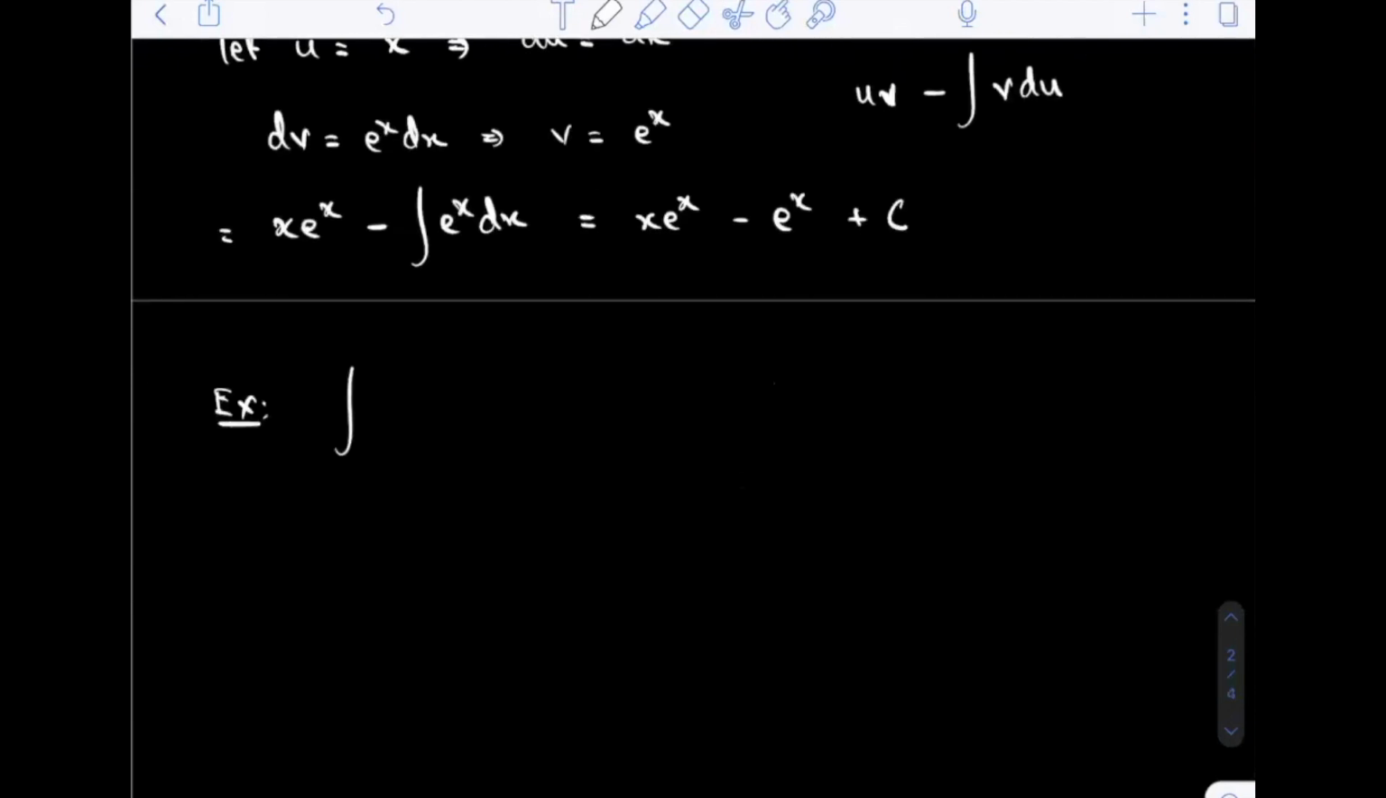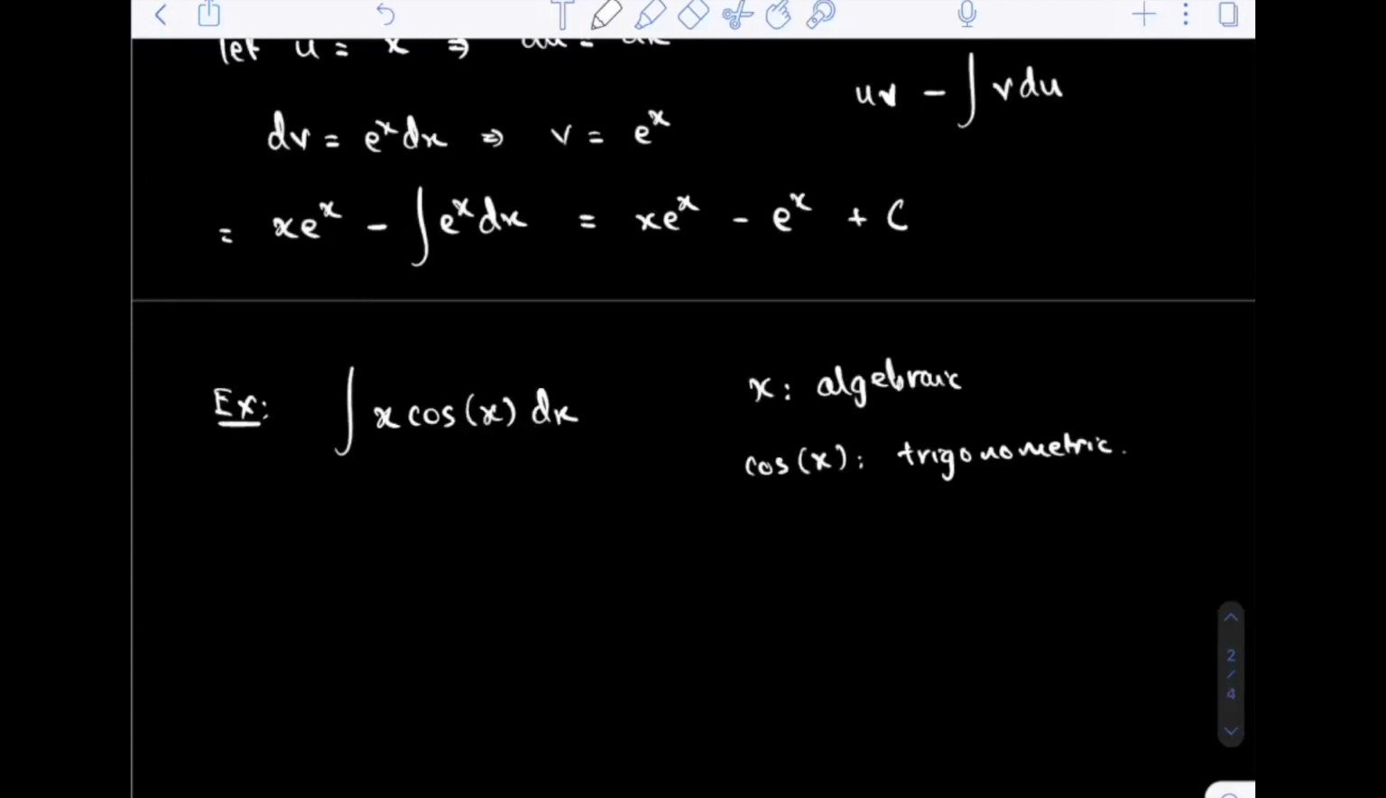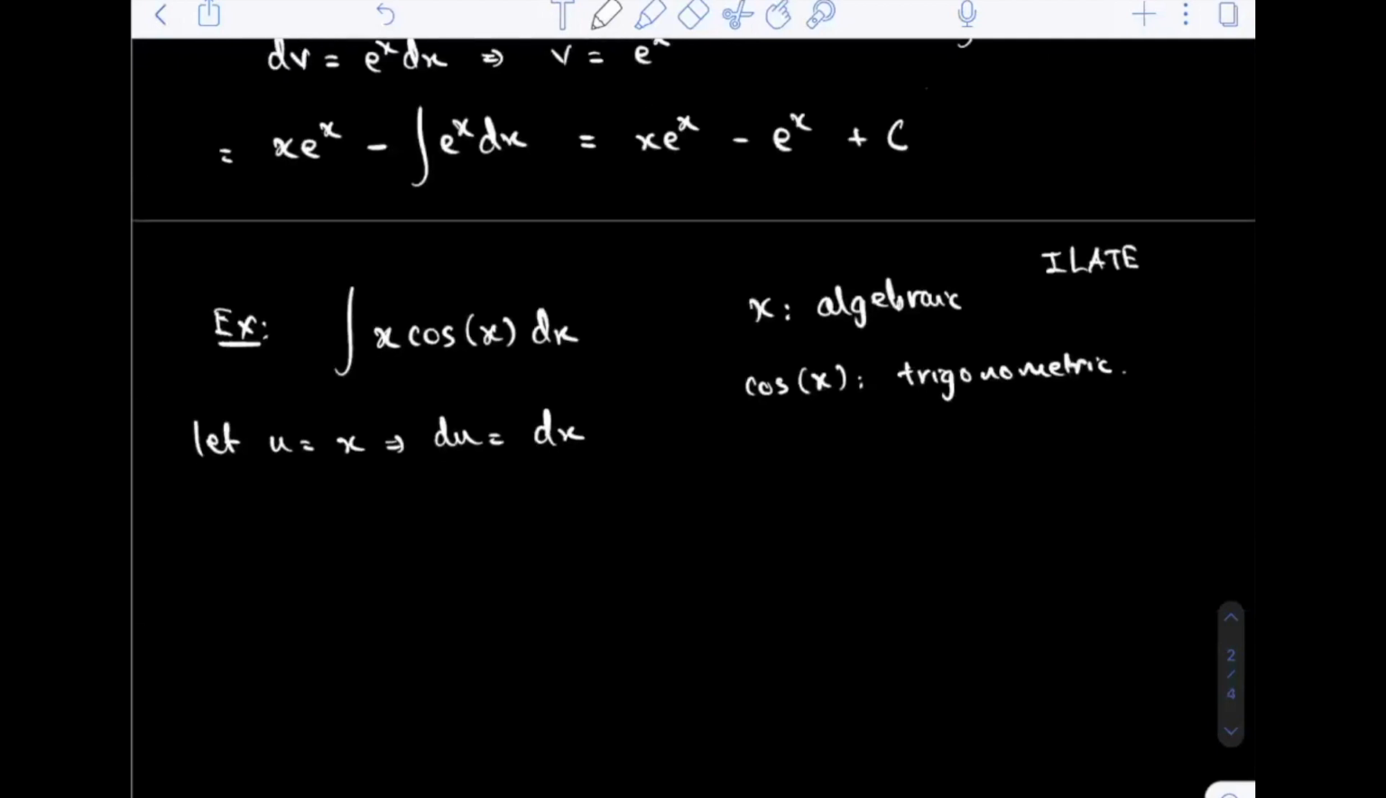We want to evaluate the integral of x times cosine of x dx. You see that x is the algebraic function and cosine of x is the trigonometric function. So follow the ILATE. You see that the algebraic function has the higher rank than cosine of x. So you let u equal to x, and therefore du is equal to dx, and dv equal to cosine of x dx. So dv is the remaining terms in the integral.